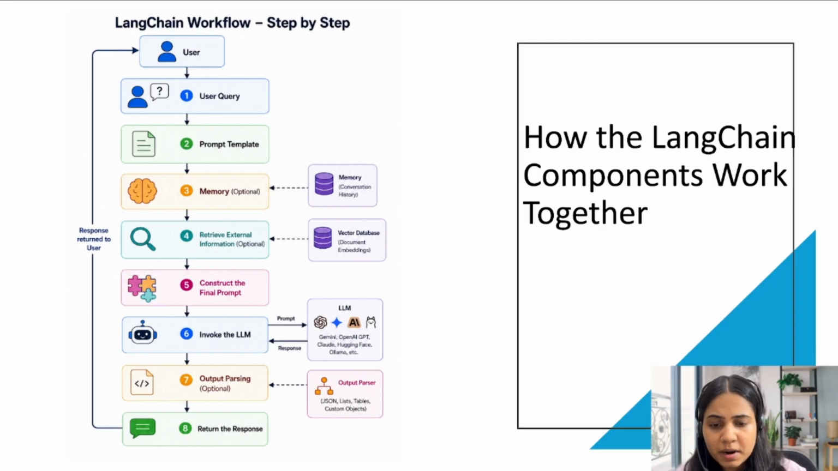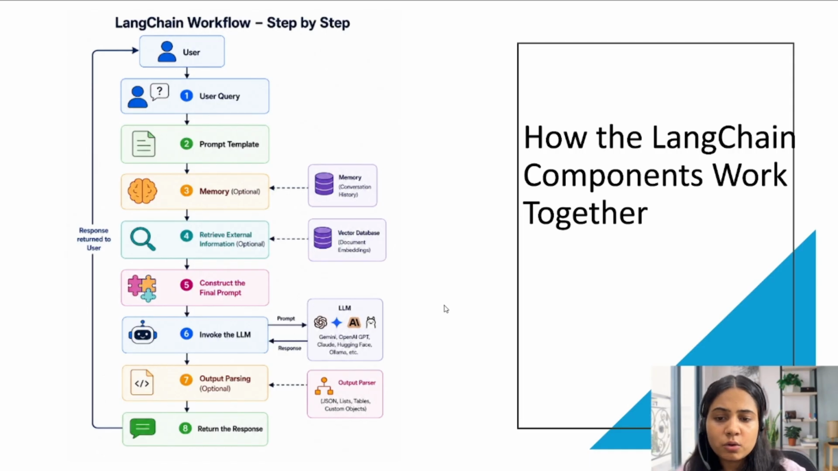Then what will the output parser do? What if the application or the user expects a structured response in some format, like JSON, a list, or a table? LangChain will use an output parser to convert the LLM's output to JSON, a list, or a table. If plain text is sufficient, it will skip this step. That's why it is optional. Then it will return the response to the user, so the user gets the information.